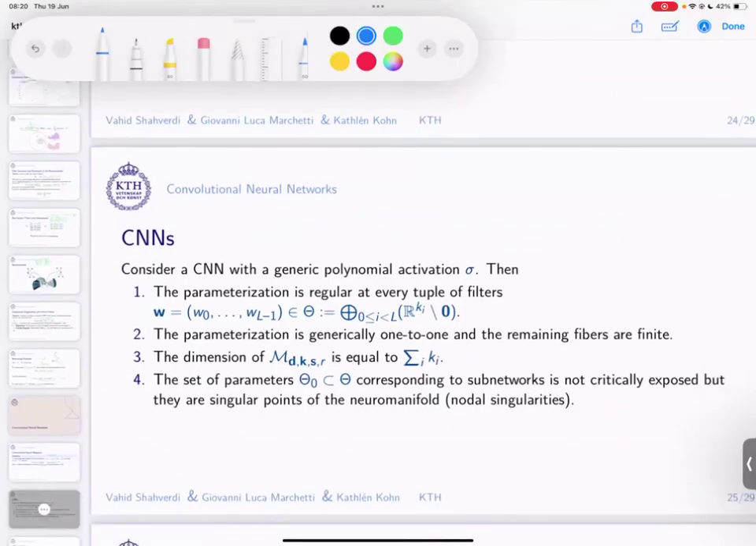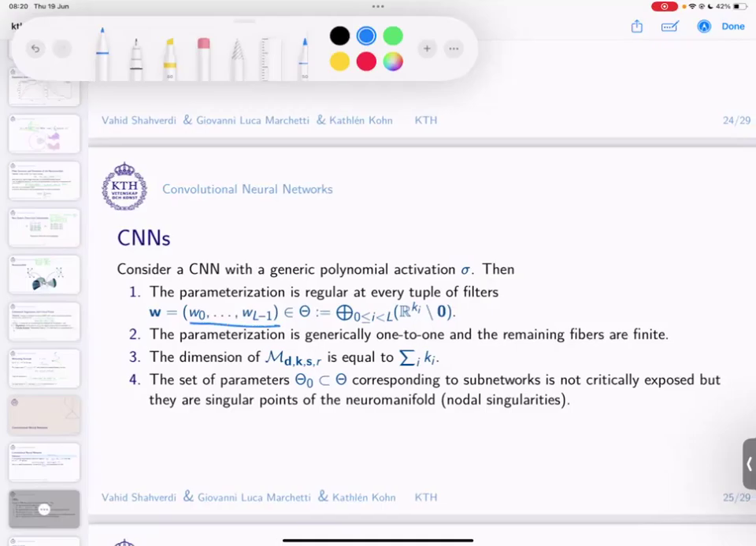So we have the following result. For generic choice of polynomial activation function, of high enough degree, the parameterization is regular, basically at every tuple of filters that are not zero. In the MLP, the subnetworks were actually critical points of the parameterization also. But in CNN, they are not going to be critical points of the parameterization.